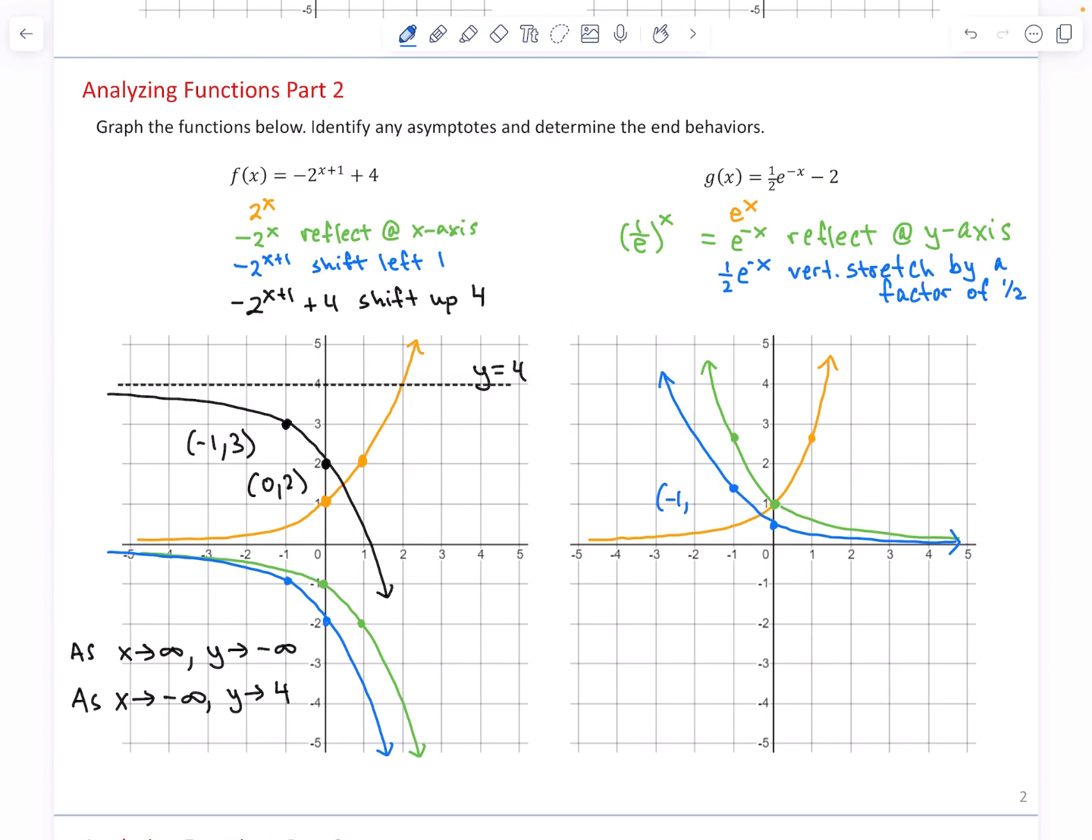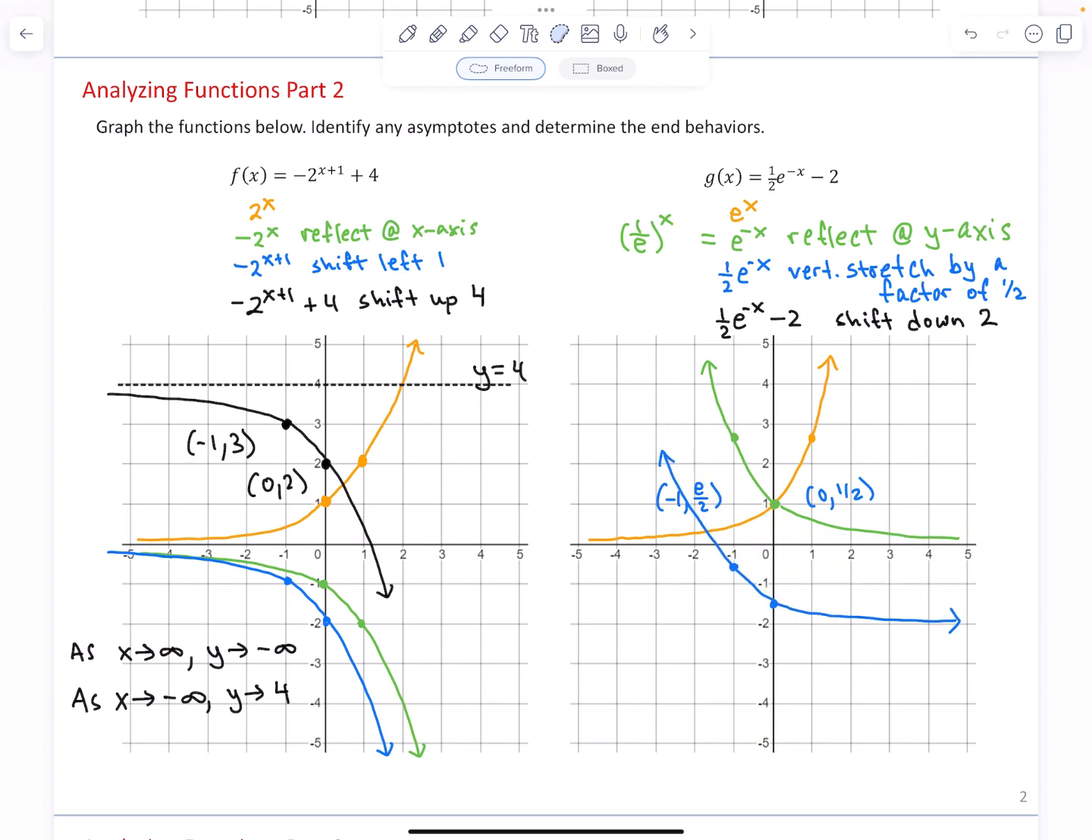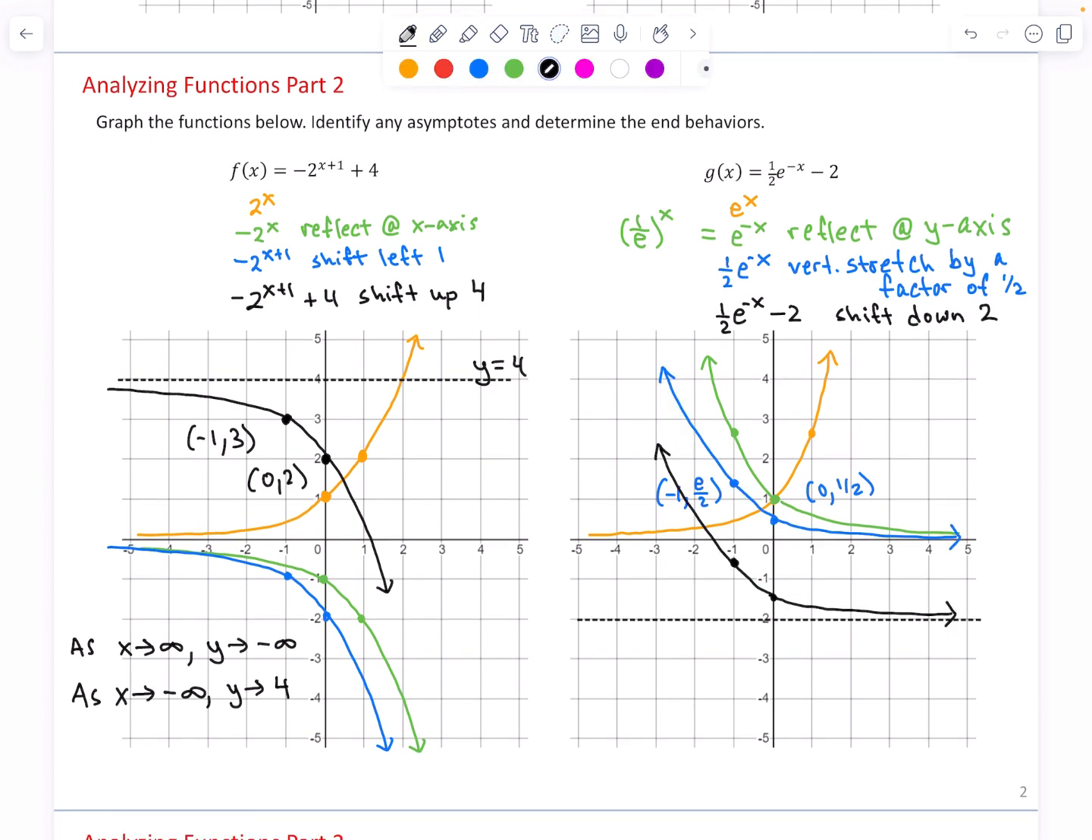This first blue point is at negative 1, comma e halves, and the other blue point is at 0, 1/2. And now the final transformation is to subtract 2 from the rule, which is a shift down 2 units. So take this blue graph and shift it down 1, 2 units, keeping track of the y-intercept and the new horizontal asymptote. And this new horizontal asymptote is y equals negative 2. Our y-intercept is 0, negative 1.5 or negative 3 halves.